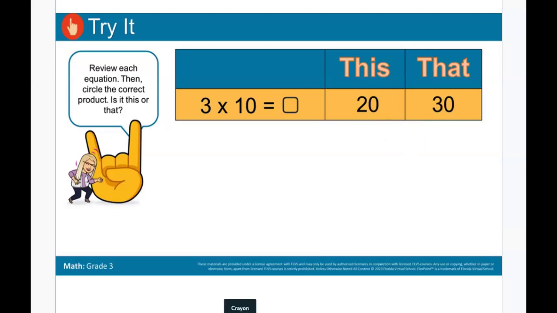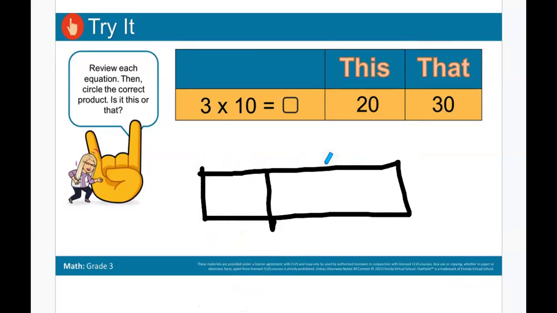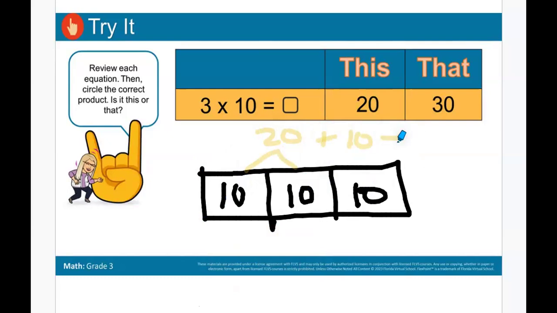All right, so when I skip count or use a bar model for this one, I'm going to get 10, 10, 10. Okay, so I know that 10 plus 10 is 20. 20 plus 10 more is 30. So 3 groups of the number 10 is equal to the number 30.